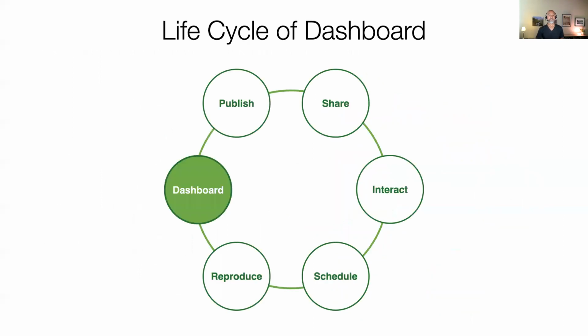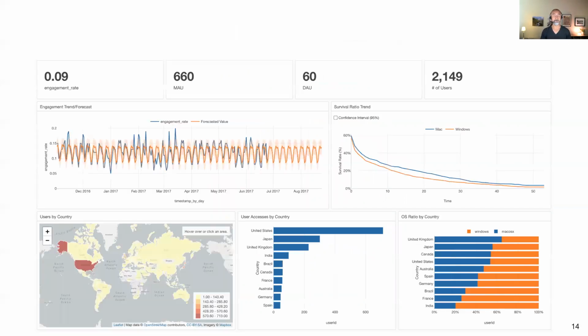So we created these 6 steps. We call it the dashboard life cycle. Once you have the dashboard, then you want to publish and share, interact, schedule, and then reproduce. So these are the steps, or life cycle, of the dashboard that we think are important. And that's really the main topic of today.